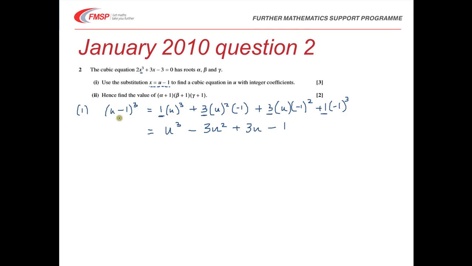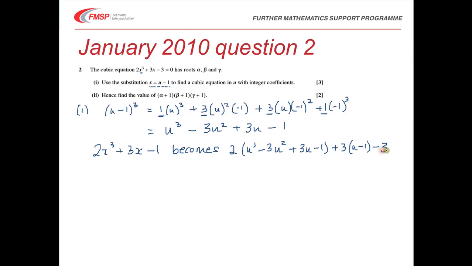And we now have got to substitute that into the cubic equation at the top. So 2x cubed plus 3x minus 3 becomes 2 lots of u cubed minus 3u squared plus 3u minus 1, plus 3 lots of u minus 1, minus 3, which implies that, simplifying that now, 2u cubed minus 6u squared. We've got 2 times 3u, which is 6u, and another 3u, which is 9u. We have a minus 2, a minus 3, and another minus 3, so that is minus 8. And that now will be equal to 0.